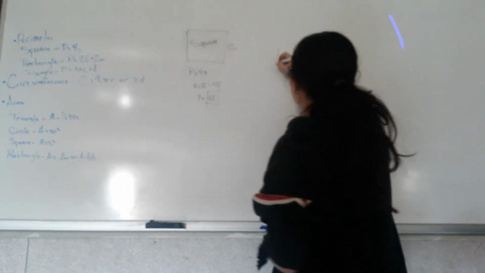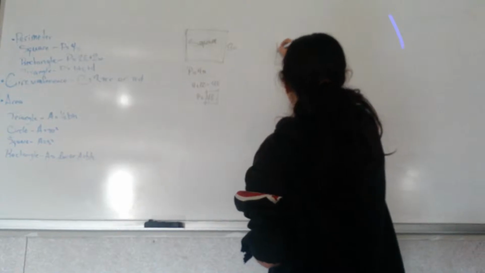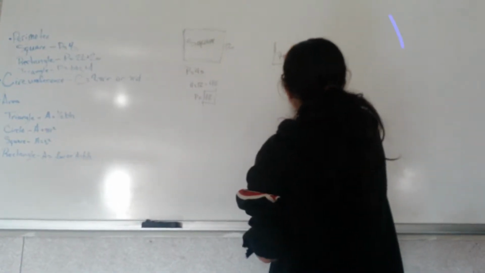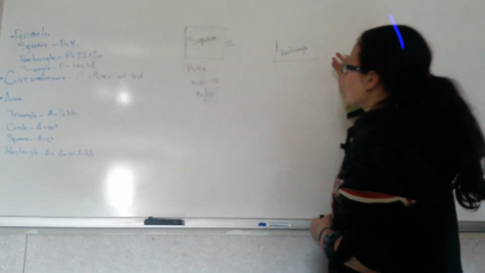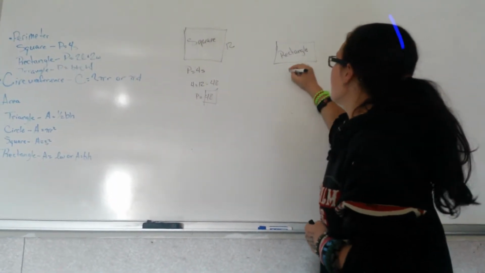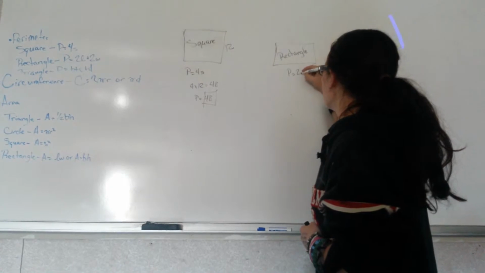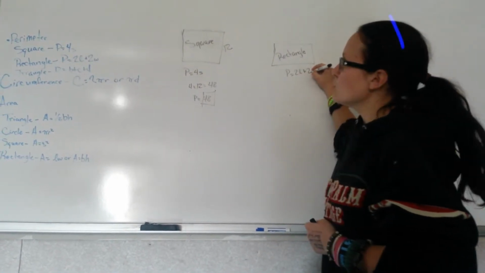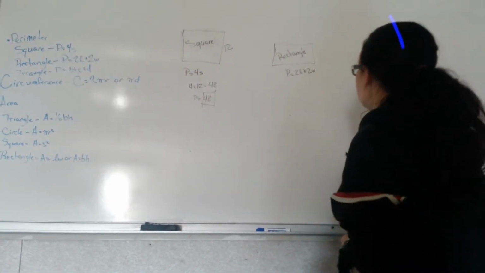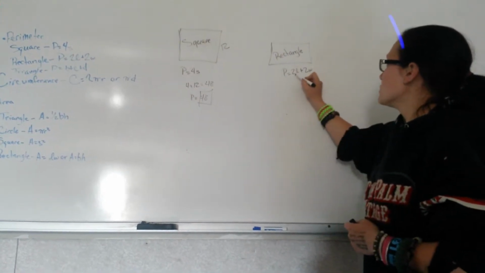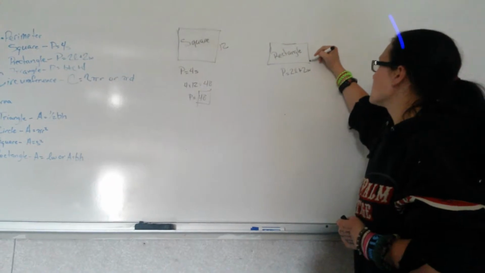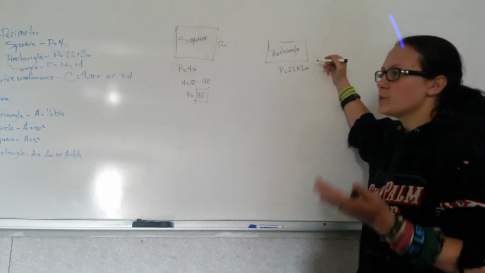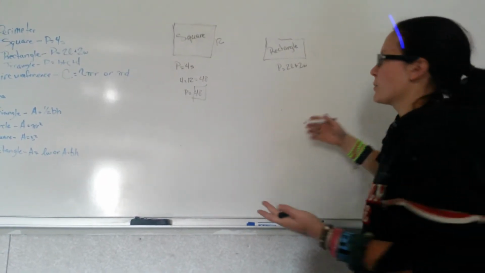Now then, I'm going to go on to a rectangle. I'm going to draw you a rectangle. It's a little better than my square, but not by much. I'm going to also label it because labeling is good. Okay, rectangle. The formula is P equals 2L plus 2 times W. And that means 2 times the length, which this is the length, and 2 times the width, which this is the width. You can switch them around, but it doesn't really matter, basically.